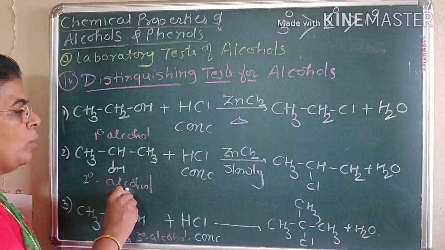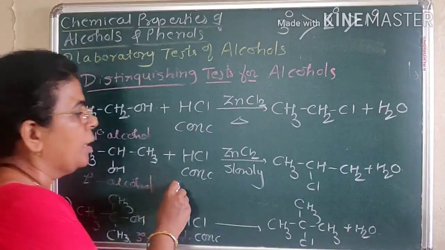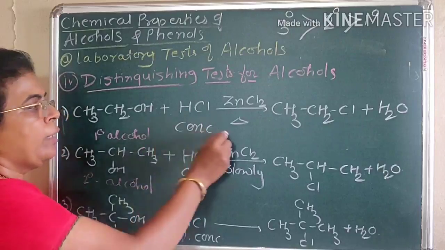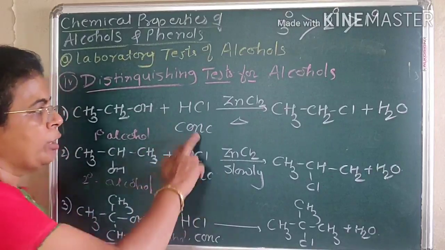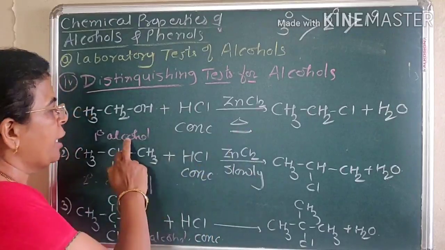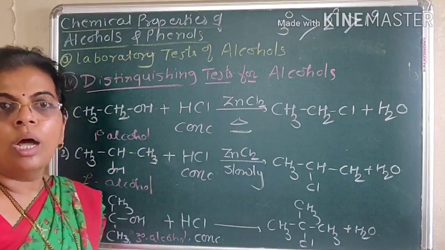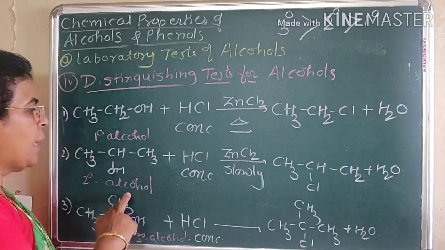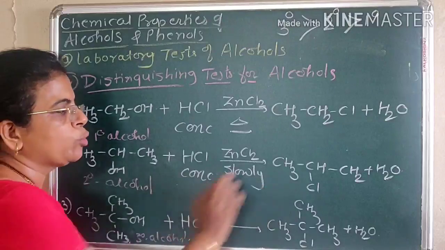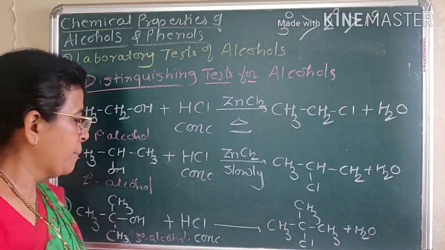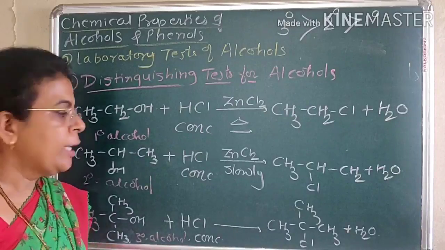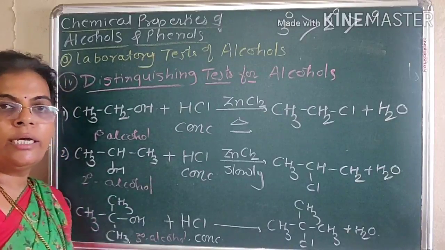From this reaction we can say that tertiary alcohol is more reactive with Lucas reagent, then secondary alcohol is more reactive than primary alcohol, and primary alcohol is less reactive with Lucas reagent. So we can give heat and then convert this primary alcohol into alkyl chloride. For secondary alcohol there is no need of heat, but the reaction slowly takes place to form secondary alkyl chloride, and tertiary alcohol is converted into tertiary alkyl chloride quickly with concentrated HCl.